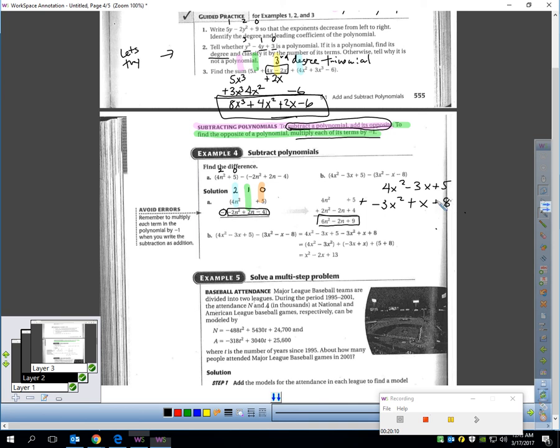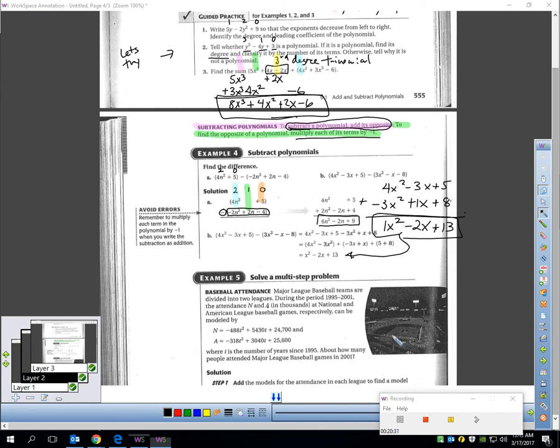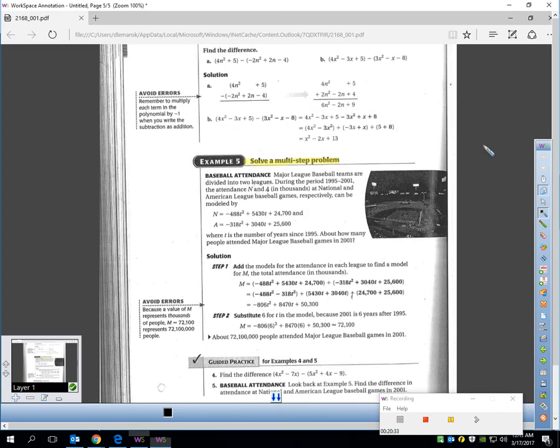Okay, let me start adding. 4x squared plus negative 3x squared is 1x squared. Negative 3x plus 1x is negative 2x. And 5 plus 8 is positive 13. And there I just got that. Okay? You will also have word problems to do, and then I'm going to wrap up the video here.